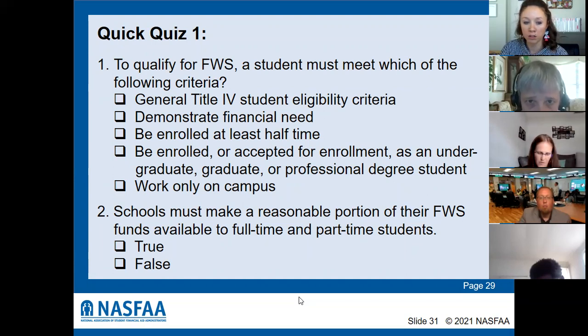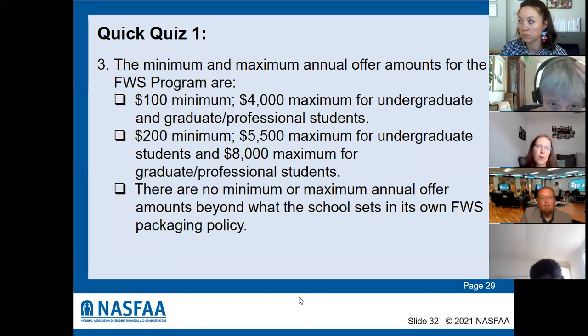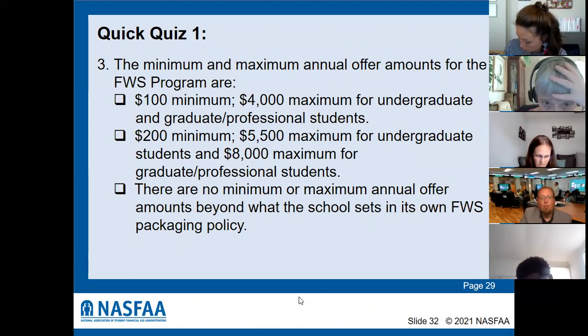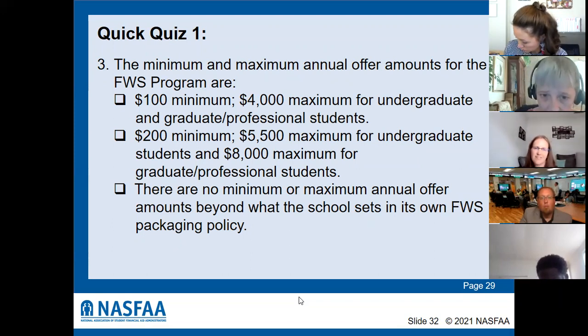We kind of just went over this. This is true, and this is, again, full-time, three-quarter time, half-time, and less than half-time. So the minimum and maximum annual offer amounts for federal work study program are, might be a little bit of a trick question. I had to look twice myself. So the answer is the last one. There are no minimum and maximum annual offer amounts beyond what the school sets in its own federal work study packaging policy.